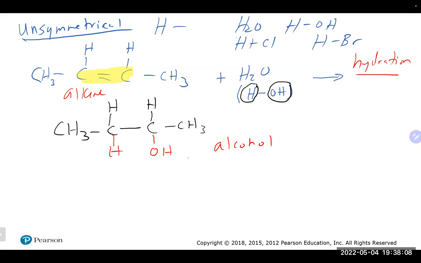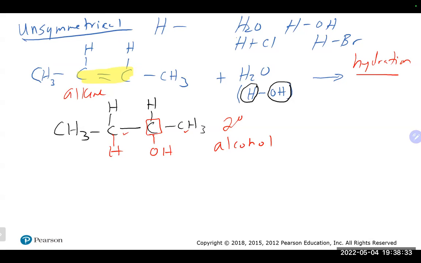Primary, secondary, tertiary. It is a secondary, I think I heard, yes. And it is because this carbon is attached to one and two other carbons. So this would be a secondary alcohol in this particular case. Now you may ask, because it's two different things, does it matter where you put it? And in this particular example, it doesn't.